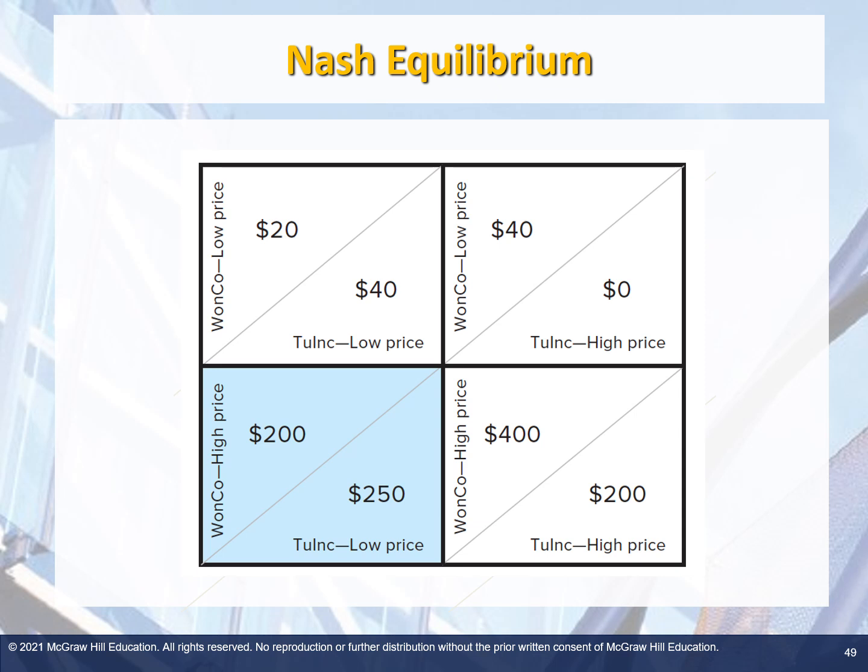The Nash equilibrium is a concept in game theory where each player in a game makes the best decision they can, taking into account the decisions of the other players. In this equilibrium, no player can benefit by changing their strategy while the other players keep their strategies unchanged.